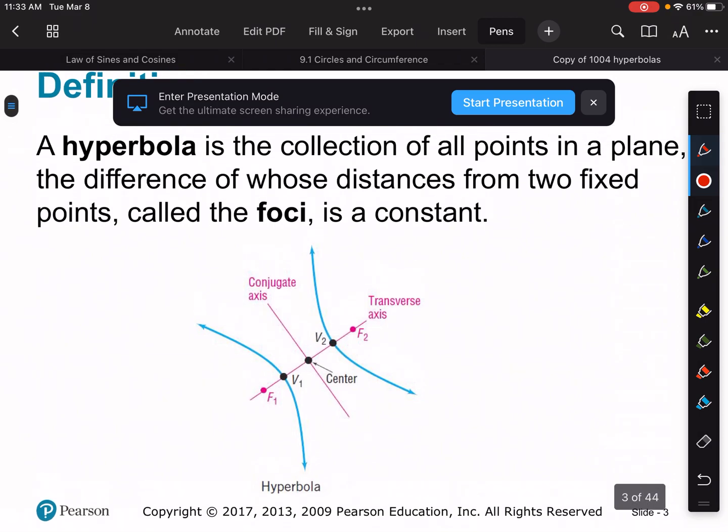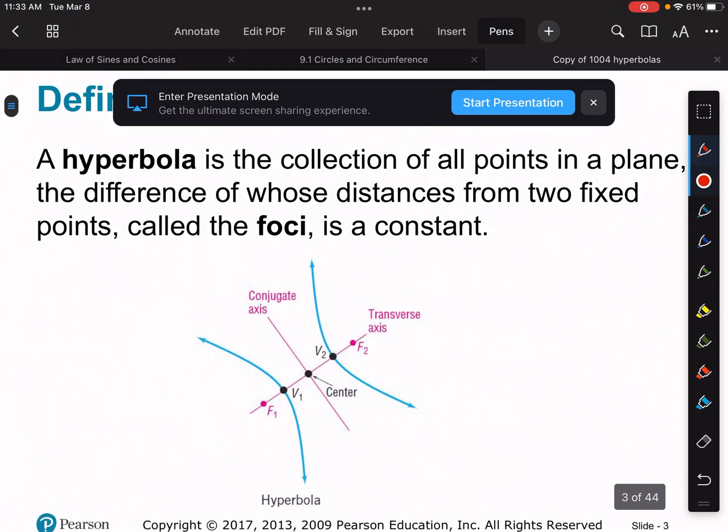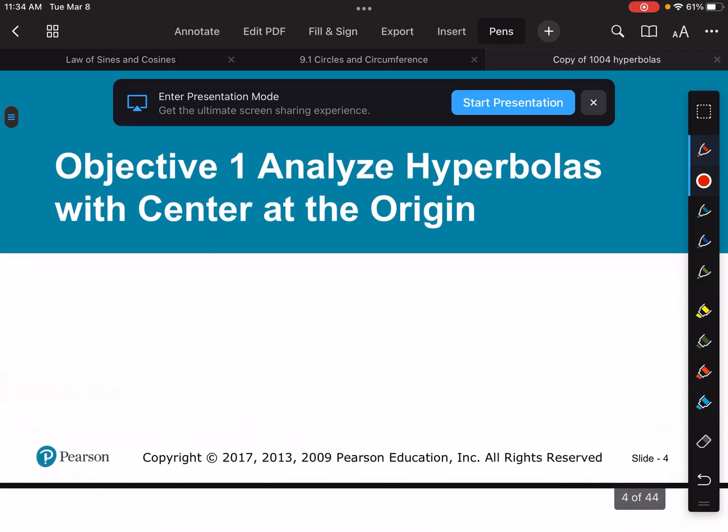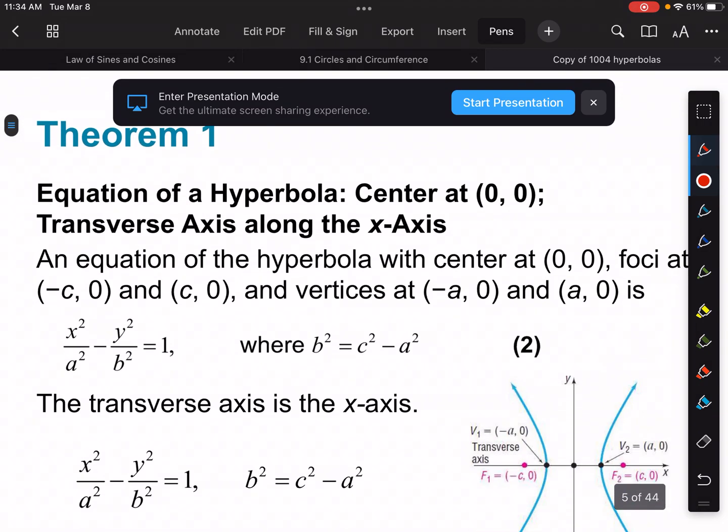So the definition of a hyperbola is the collection of all points in a plane where the difference of whose distances from two fixed points called the foci is constant. Okay, very similar definition to when we were talking about the ellipse. It's just kind of the opposite. So objective 1, analyze hyperbolas with center at the origin. So here we go. This is all when the center is not moved from 0, 0.